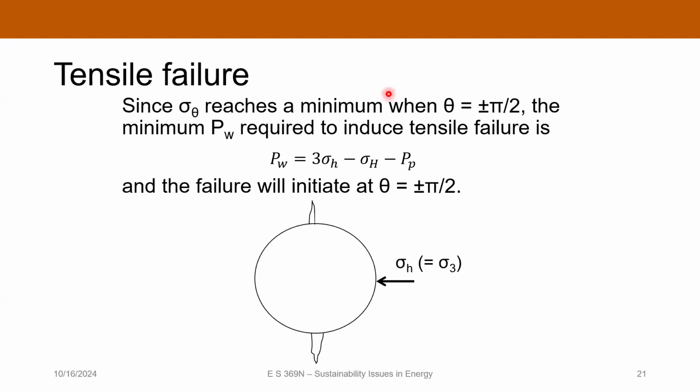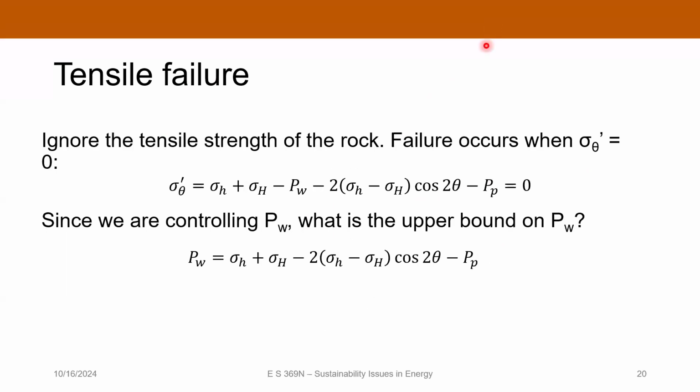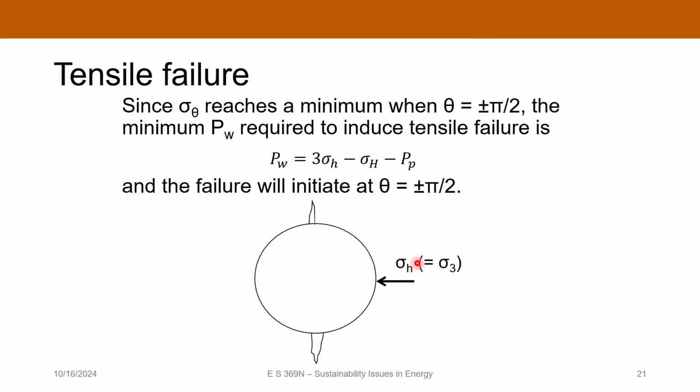Now, we know that the hoop stress is going to be a minimum when we're oriented 90 degrees from the minimum principal stress. So that's when theta is plus or minus pi over 2. So if we plug in that value here for cosine of 2 theta, we end up with this criterion here. So this is the maximum wellbore pressure we can have before we start inducing tensile failure.